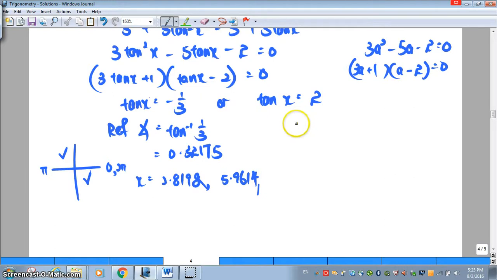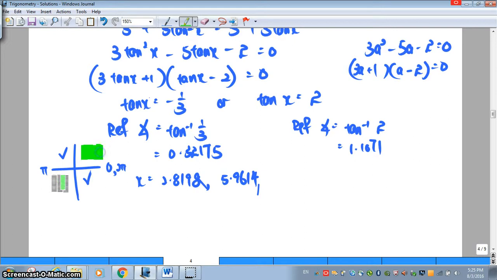Similarly for the next one, finding the reference angle, tangent inverse of 2. Okay, since tangent in this case is positive, it must lie in the first as well as the third quadrant. If it lies in the first quadrant, it will be the reference angle itself. If it lies in the third quadrant, it must be pi plus the reference angle.